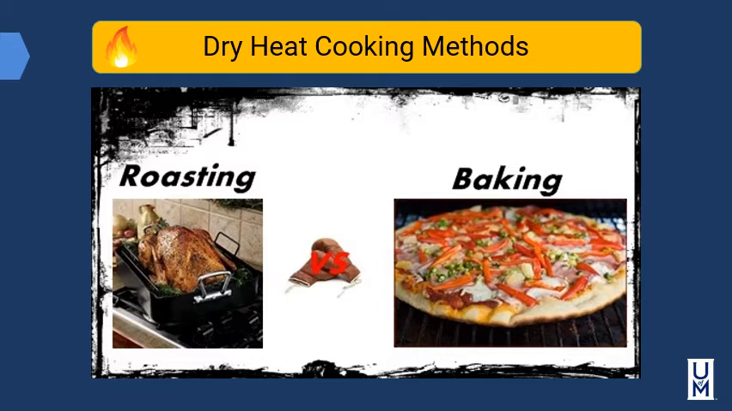While baking, you can put your food directly on the oven's rack, or you can put your food on a baking pan or a baking sheet. The temperature of the oven is rarely adjusted during the cooking process and is often lower than the high heat of roasting. Baked foods will often have a chewier texture due to the baking process.